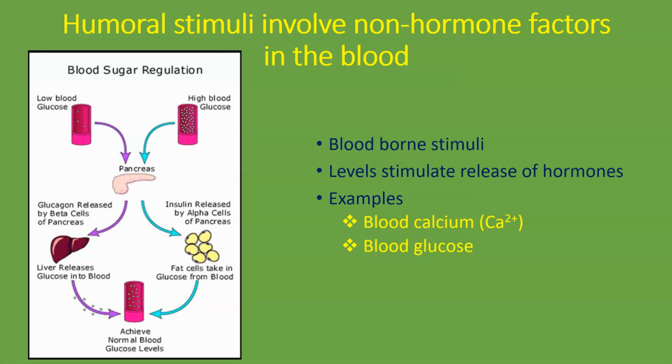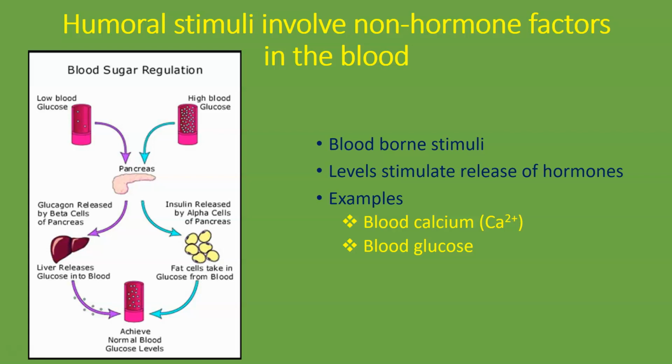blood glucose. So here you can see that when our blood glucose levels are low, then the pancreas is stimulated to release a hormone called glucagon. Glucagon is going to stimulate the liver to break down glycogen and release more glucose into the bloodstream. So I'm just following the purple arrows that are on the diagram here. And then that's going to cause our blood glucose levels to rise up to normal.